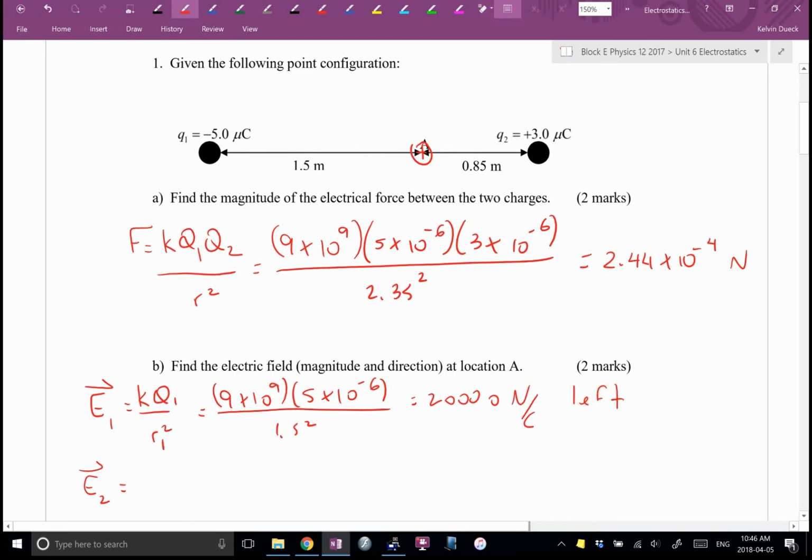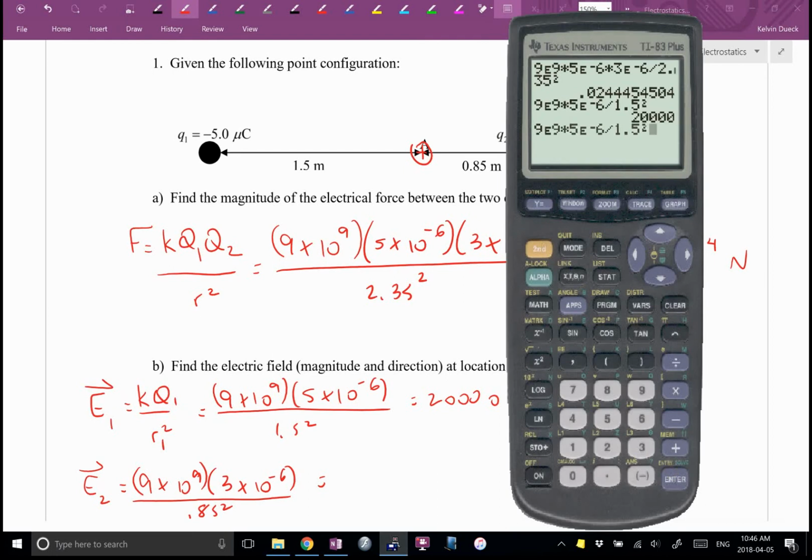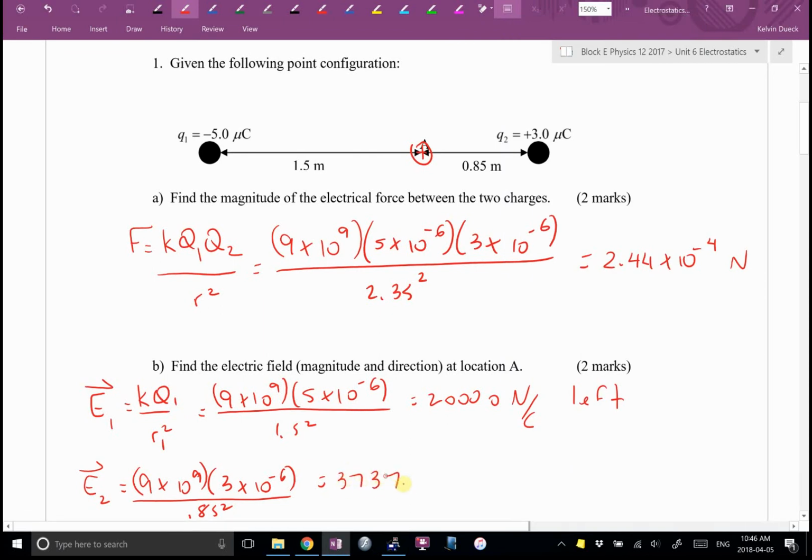Or west. I repeat, for charge 2, it's going to be 9 times 10 to the 9th. It's going to be 3 microcoulombs. Yuck, this is not going to work out evenly. Over 0.85 squared. I chose to just backspace and edit because I have a good calculator. 0.85 squared. And I got 37,370 newtons per coulomb. Direction. Which way would a positive sitting right there want to move because of this guy? Also to the left.